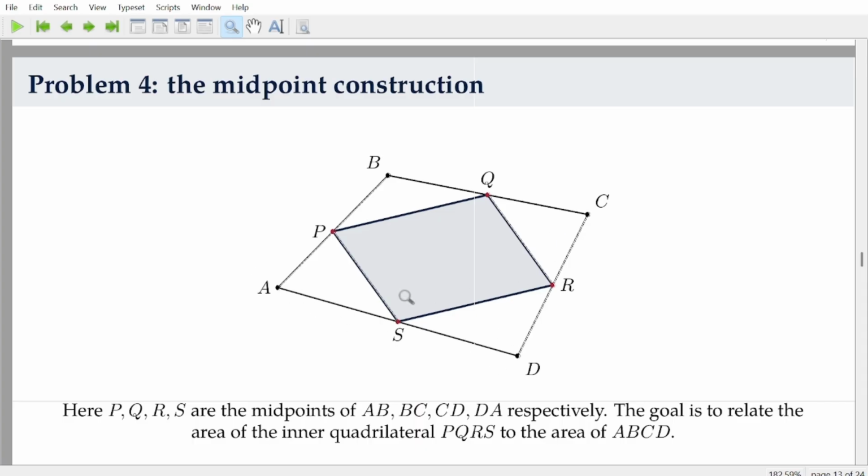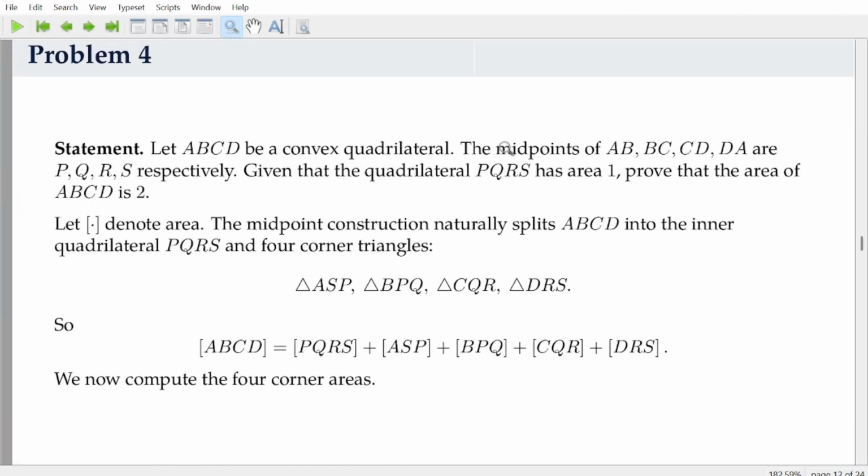We're told that the area of this inside quadrilateral PQRS is 1, and we need to prove that the area of ABCD therefore has to equal 2. What we're saying is that if this area here is 1, the entire area has to be 2. That's what we're trying to prove. So we can start by using these square brackets to talk about area.